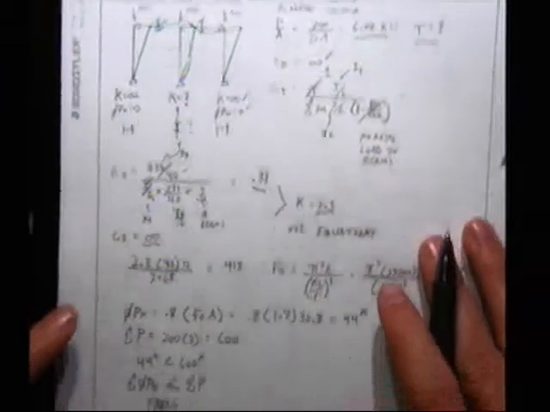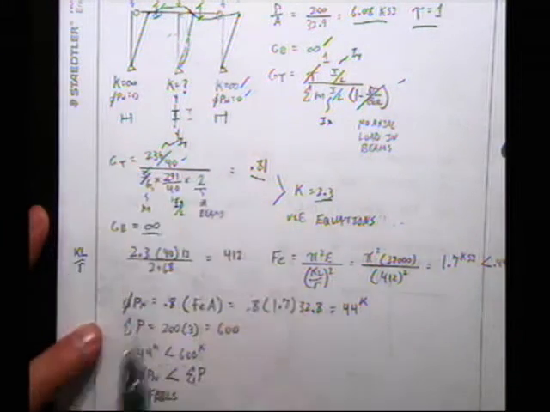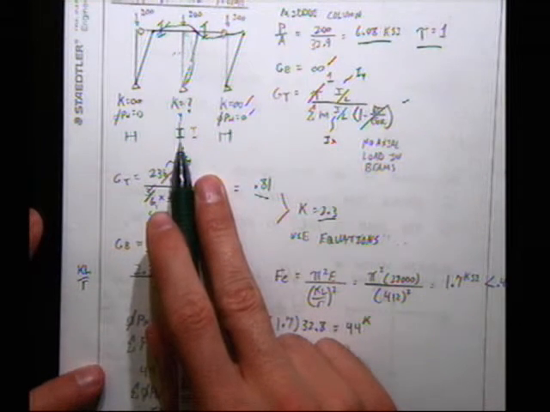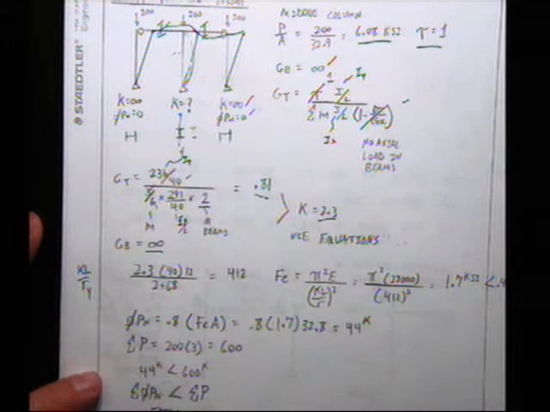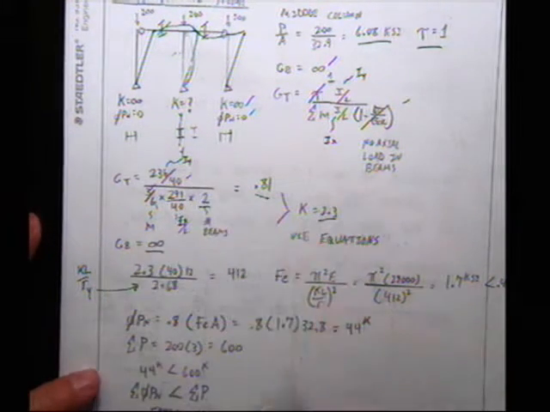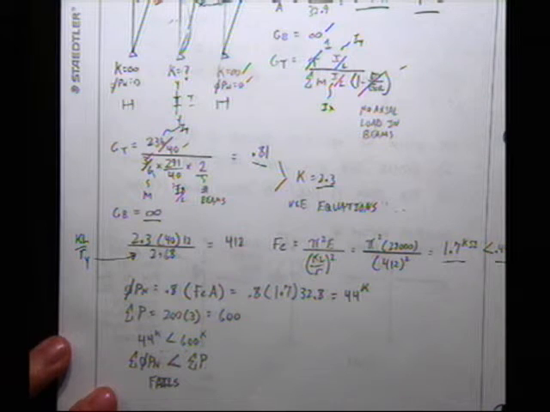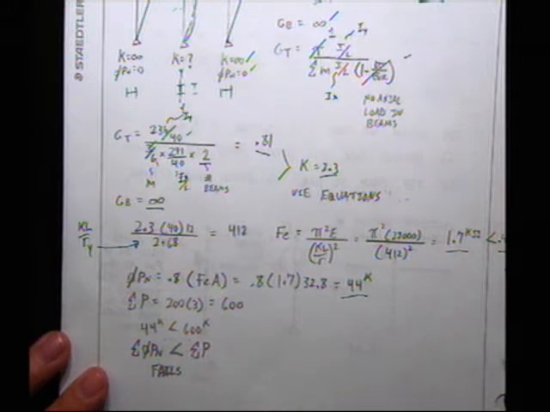Now I'm going to go ahead and calculate. This is a KL over R calculation. Which R am I going to use, RX or RY? RY. How did you know? Because that's the axis it bends about. So that's KL over RY. I calculate my F Euler, which is 1.7 ksi, which is less than 0.44 FY, which means I'm going to use this equation and I get 44 kips.